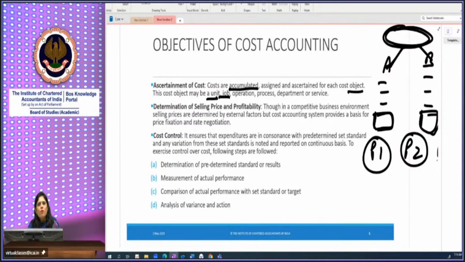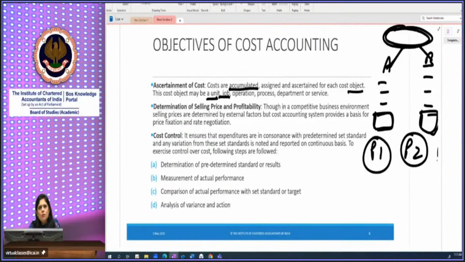So I may want to calculate the cost for one product. All right. Or I may want to calculate the cost of one job order which I have received from a customer, or for one department. So whatever the cost object is, we calculate the cost. That is the objective of cost accounting, the primary objective.